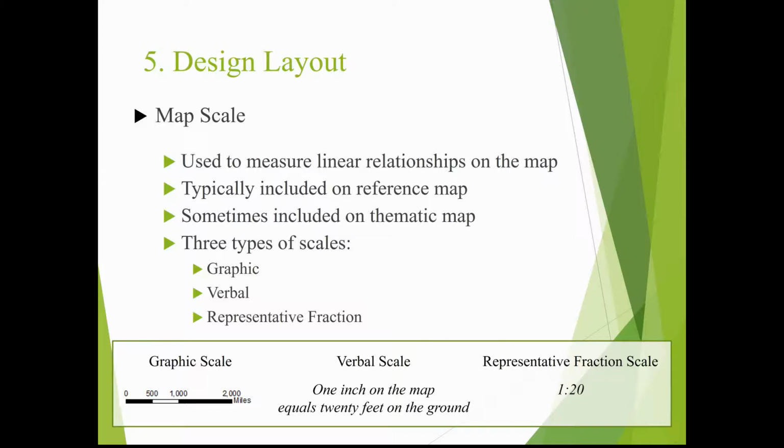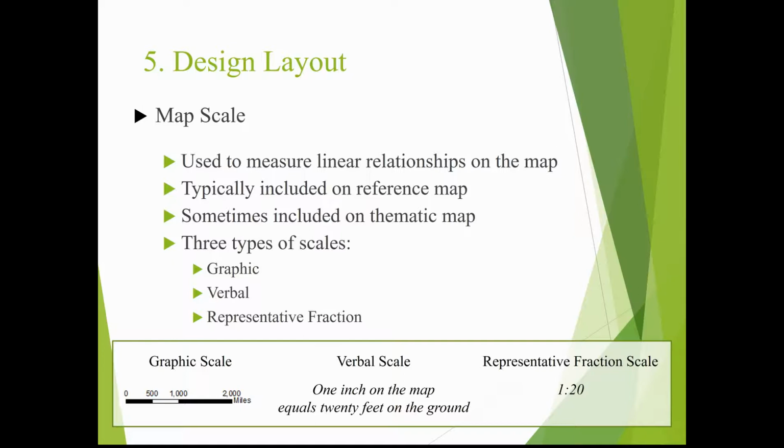The second type of scale is the verbal scale. The verbal scale is a statement that describes how a distance measured on the map relates to a distance measured on the ground. Again, it is important to use meaningful, typically round measurement units to make it easier for the map user to measure distances.